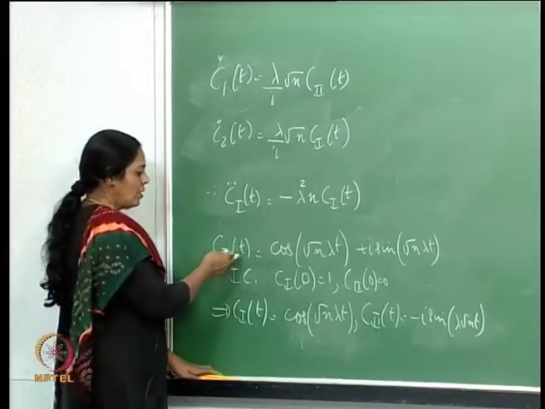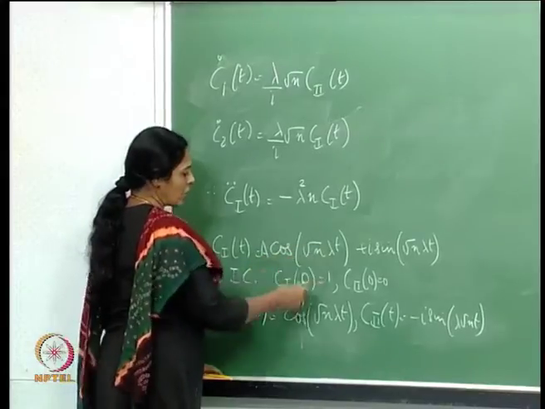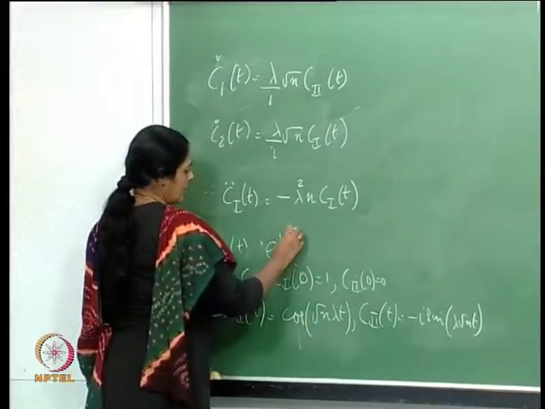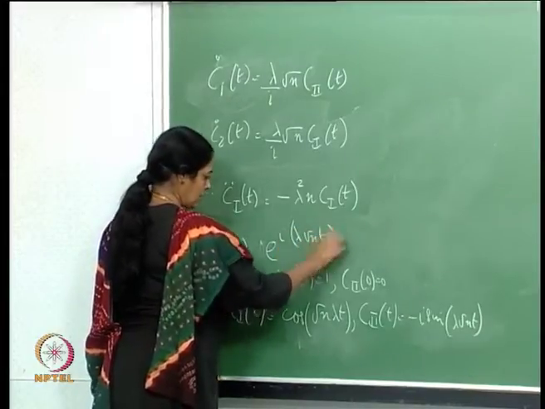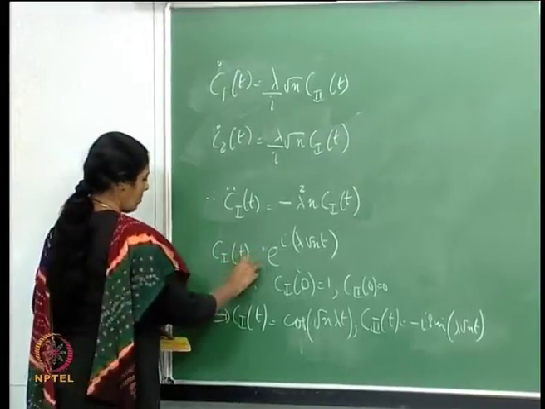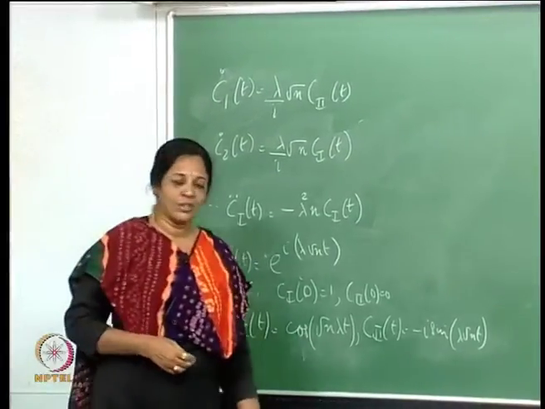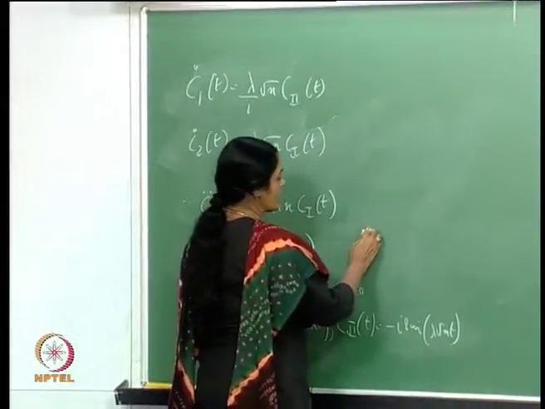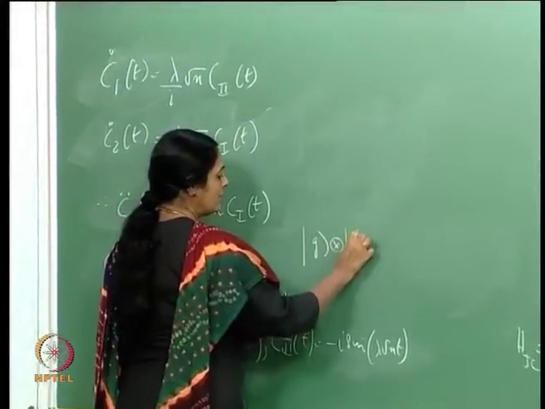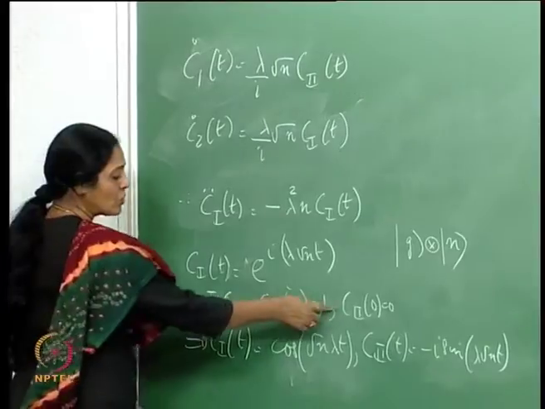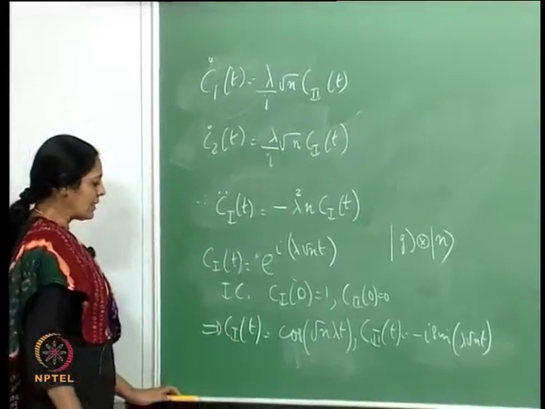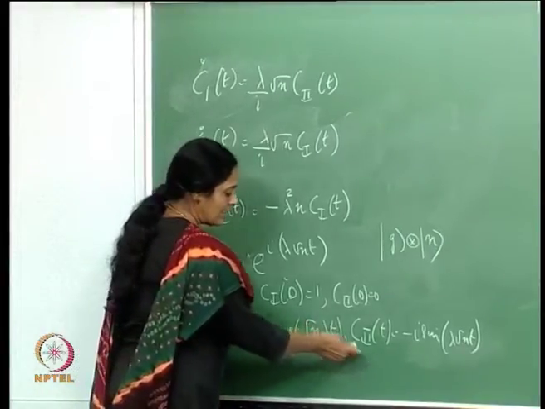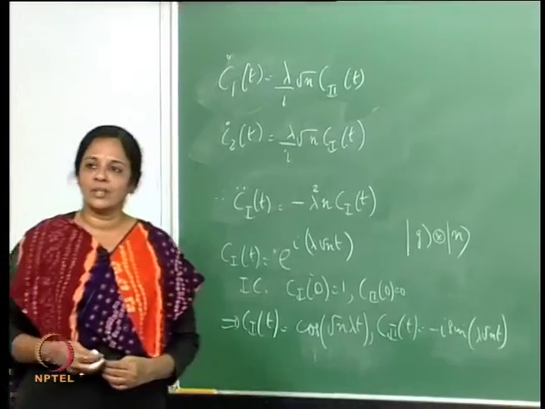What is the solution? Well, the general solution would be A cos root n lambda t plus, well, I can write the general solution as e to the i lambda root n t. But you see the initial condition will now play a role. Let us choose the initial condition that initially the population was all in the ground state. That means the initial state was G direct producted n and therefore C1 of 0 is 1 and C2 of 0 is 0. That clearly tells me that C1 of t will only have the component coming from the cosine, it is cos root n lambda t, and C2 of t is minus i sine root n lambda t.